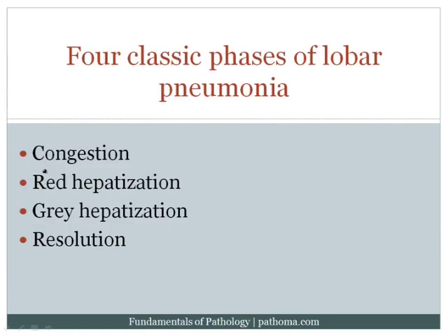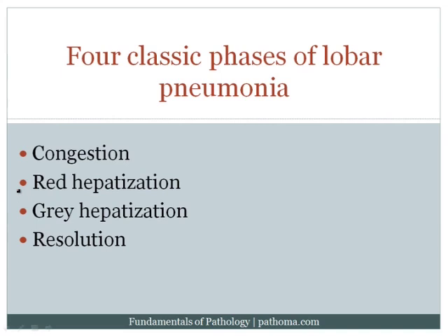Now, when a patient gets a lobar pneumonia, there are four classic phases that can be seen on pathology. The first is congestion, and the idea here is when you get infection, you're going to congest the blood vessels by dilating those blood vessels, increasing the amount of blood in the vessels, and also resulting in edema. So the very first phase is congestion, where you have congested vessels and edema.